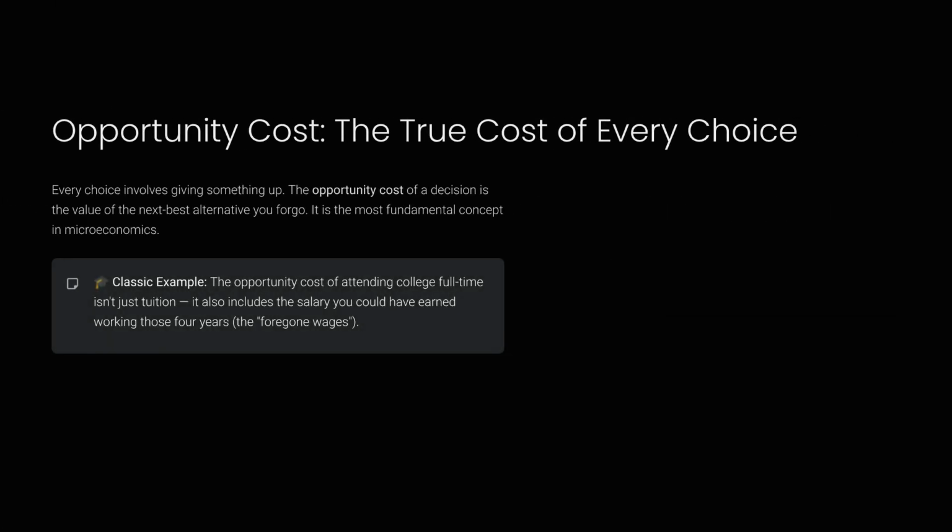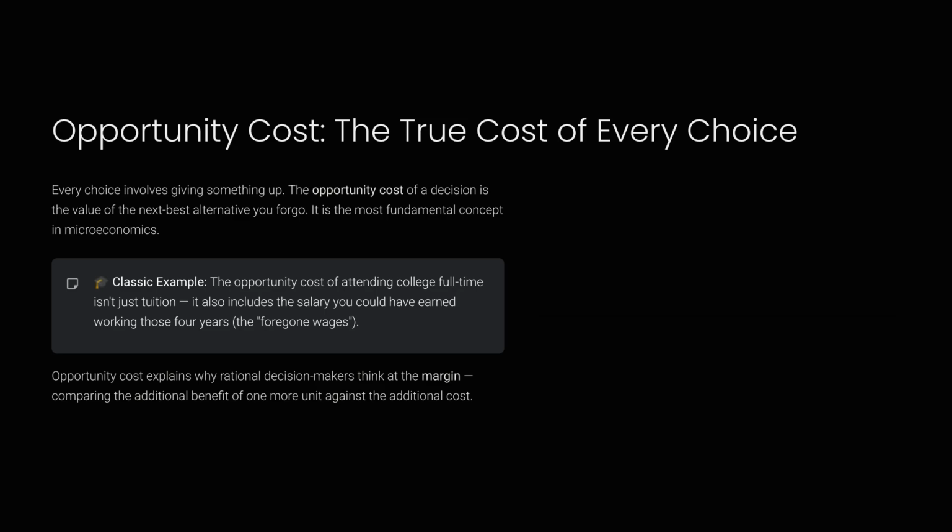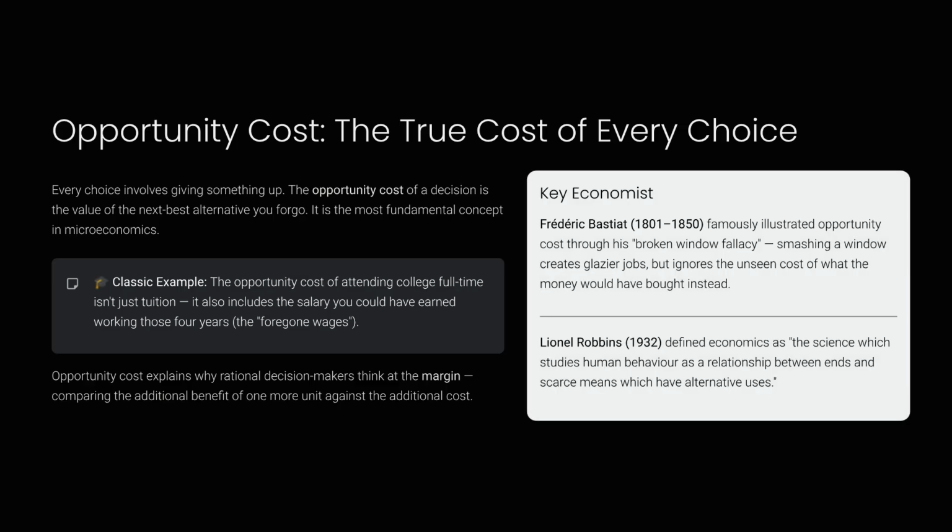Opportunity cost is the true cost of every choice, defined as the value of the next best alternative you forgo. Rational decision-makers think at the margin, comparing the additional benefit against the additional cost. Economists like Frederic Bastiat and Lionel Robbins highlighted this concept.